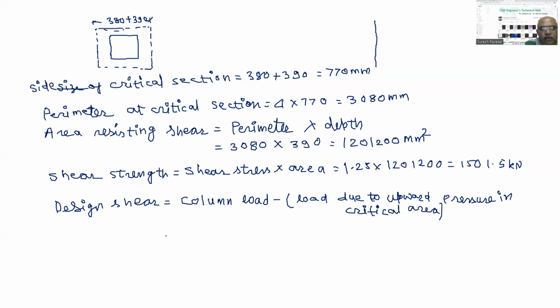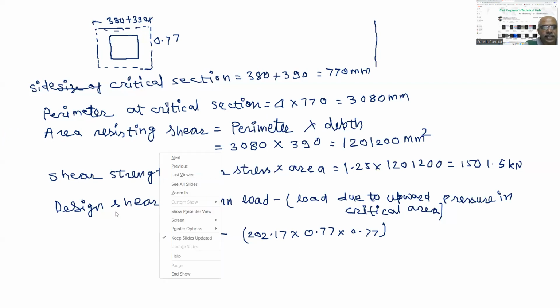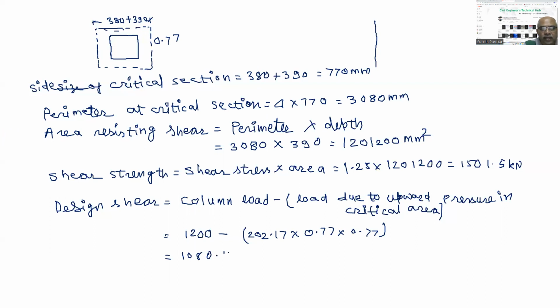For column load we have to always go for the maximum value. So 1200 minus intensity 202.17, and area 0.77 into 0.77, because we have this value 0.77, and this shear force 1080.13 kilonewton, which is less than the shear strength 1501.5 kilonewton, and therefore safe.